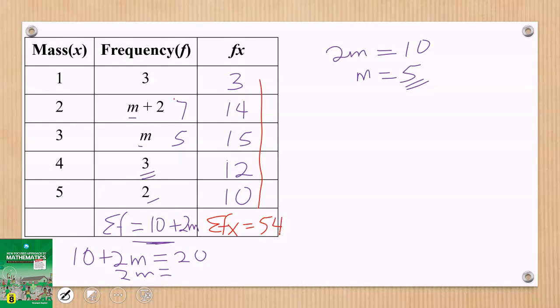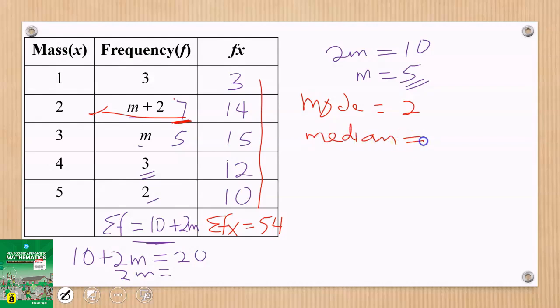We want to now find the modal mass. So the modal mass, we look at the highest frequency, and the highest frequency according to the question is 7, and so we track that to the mass, and that gives us 2. So mode is equal to 2. Good. Then our median, how do we find median?